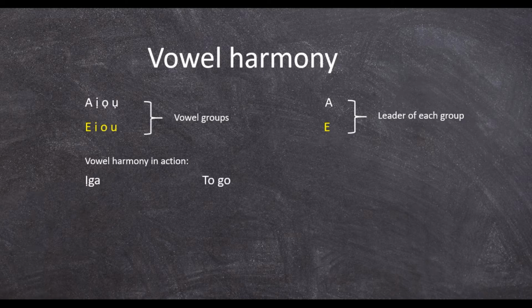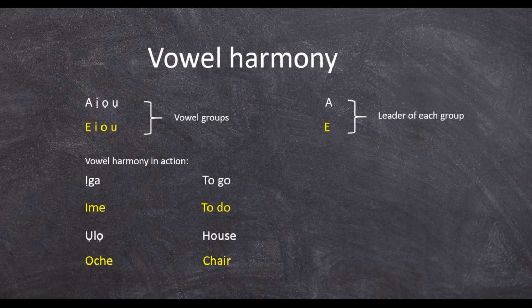Example, Iga. Iga means to go. I and A both come from the lighter group. Ime. I and E both come from the heavy group. Okay. Ulo. U and O, you can see, come from the lighter group. Oche. O and E come from the heavy group.